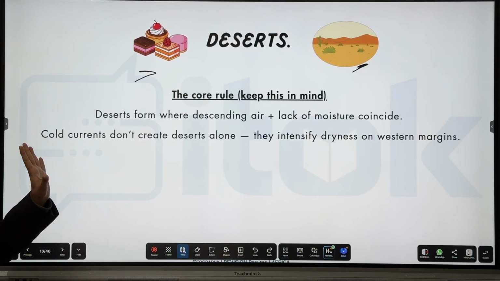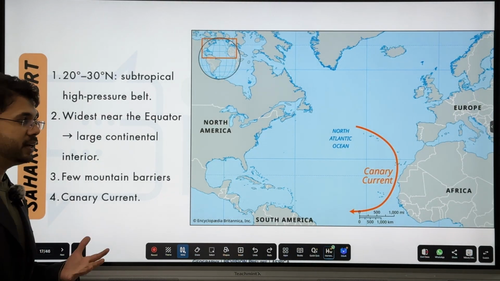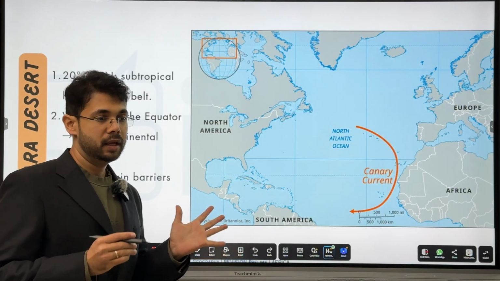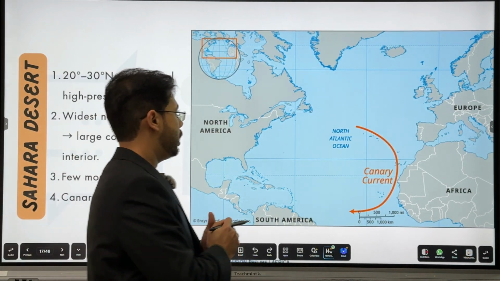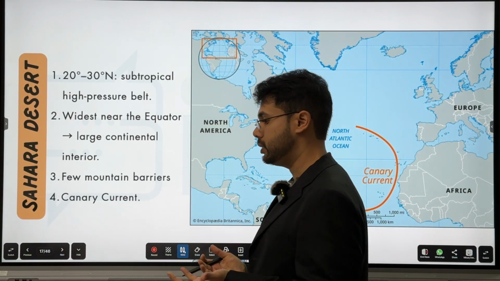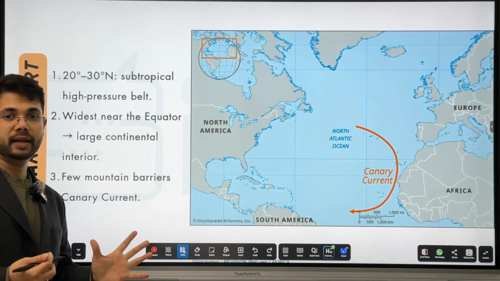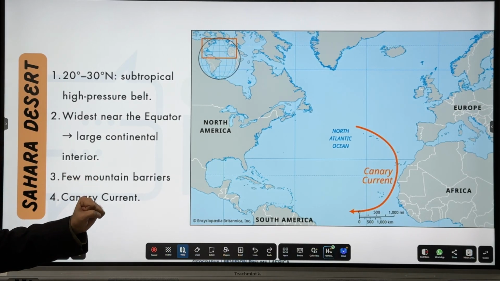Cold currents intensify dryness on western margins, and we will see how the Sahel region of Africa is one of those regions where the cold currents intensify the dryness. We will study it soon. Now this is the Sahara desert. The most important reason why the Sahara is formed is the Canary current. Number two, it is extremely inside the continent.